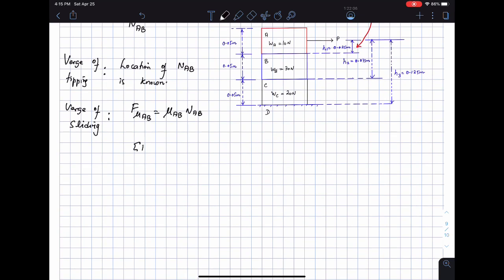So if I sum forces in the X direction and set that equal to 0, you will find out that P is equal to F mu AB. This is a no-brainer. Sum of forces in the Y direction is equal to 0. You see the same theme being played out again and again throughout the semester: sum of forces, sum of moments, and that's about the end of it. So NAB is equal to WA, which is equal to 10 newtons. Then verge of sliding, I have F mu AB is mu AB times NAB, right?